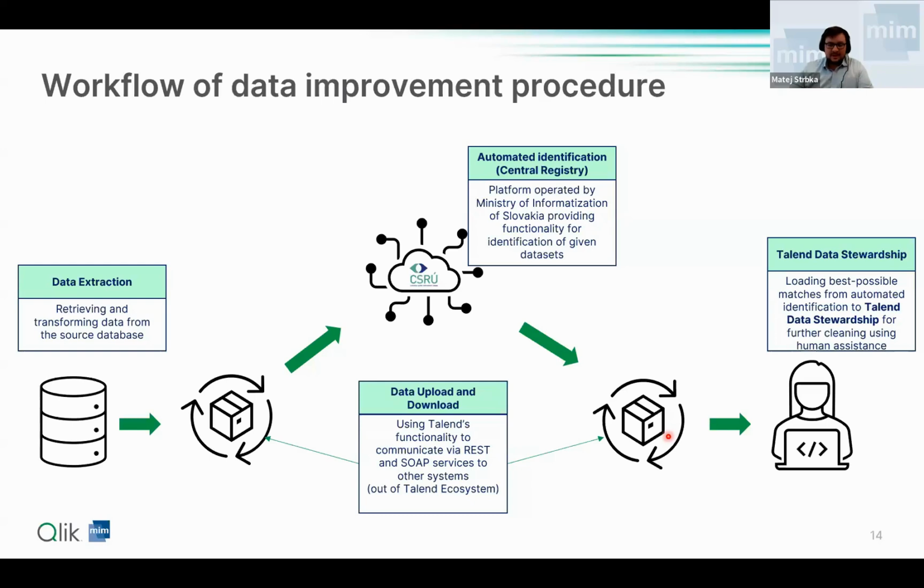Took the semi-identified data and the fully identified data and loaded it into the clean database, and the semi-identified data went for further human assistance, meaning manual cleaning in Talend Data Stewardship Console. Now we will follow up with a little demo of what the Talend Data Stewardship Console looks like.